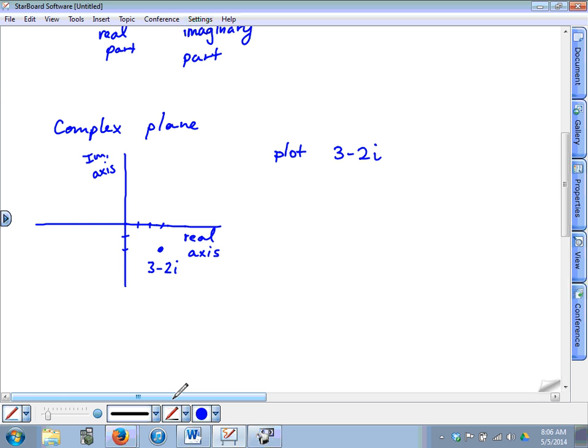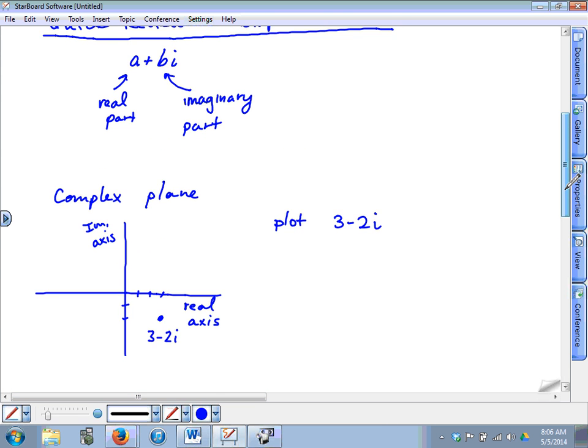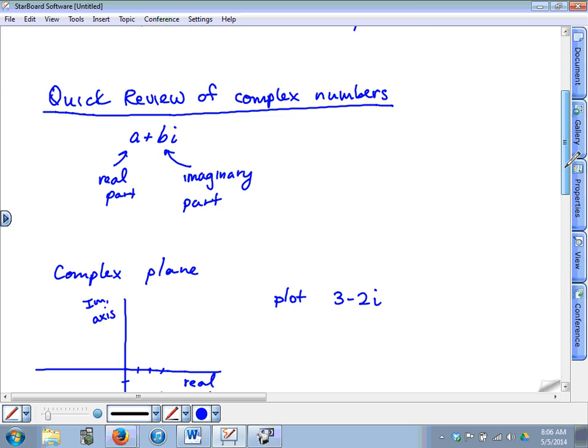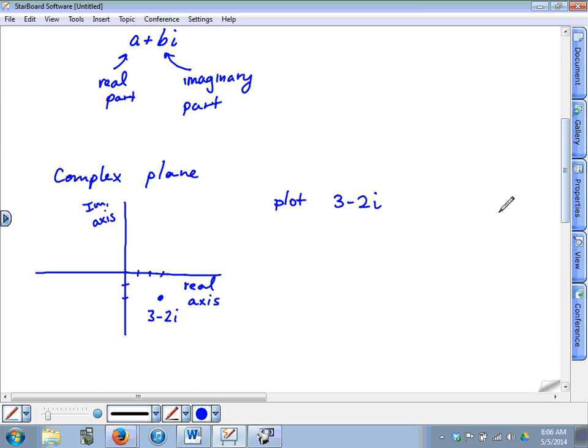So where do you think we're going with this? If you wrote down the objectives, polar form of complex numbers, consider what we did last time. If we can locate a point on a rectangular coordinate system, couldn't we also locate that same point on a polar axis system? What would we need to know to describe the location of this point using polar coordinates? We need to know two things. We need to know the distance from the pole to the point, and we need to know the angle that it makes. So that's exactly what we're doing today.